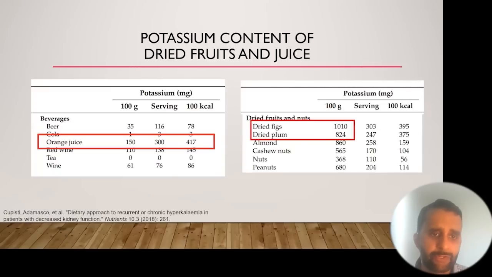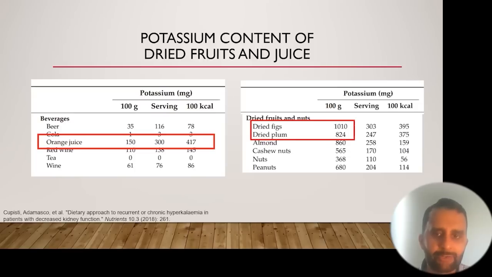A glass of orange juice, for example, has a potassium content of 2 or 3 oranges. You may have a couple glasses of orange juice and get a substantial potassium load from all the oranges that have been used to make that orange juice that was just consumed. And it's a similar idea with dried fruits.